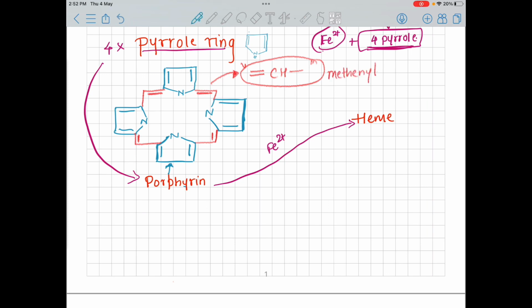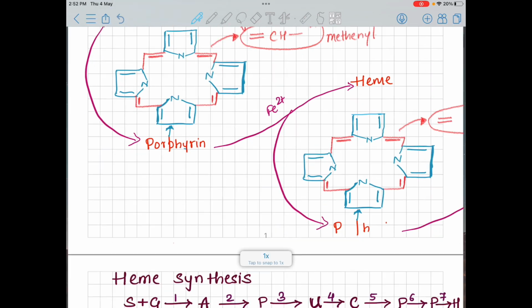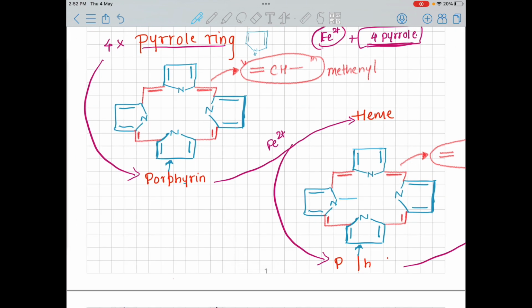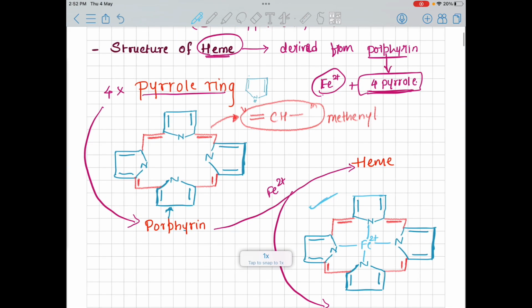Now at the center, there is presence of an iron atom. In heme, the iron is present at the center, connecting the 4 nitrogen atoms. Iron is in +2 form. So this is the structure of heme that we are trying to find out. First we saw there was porphyrin. Over here, 4 pyrrole rings form porphyrin, and when we add iron to it, we get the heme group.